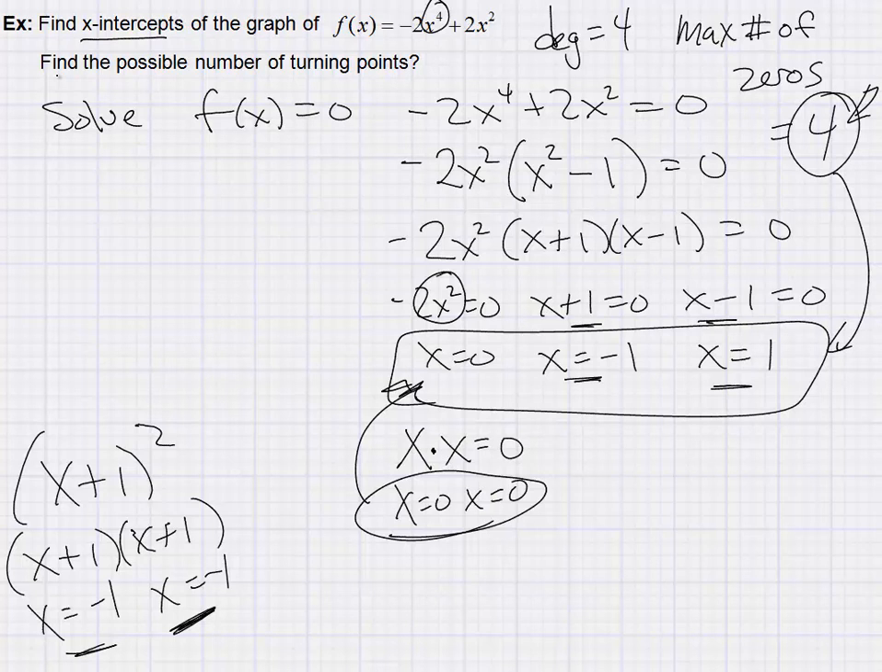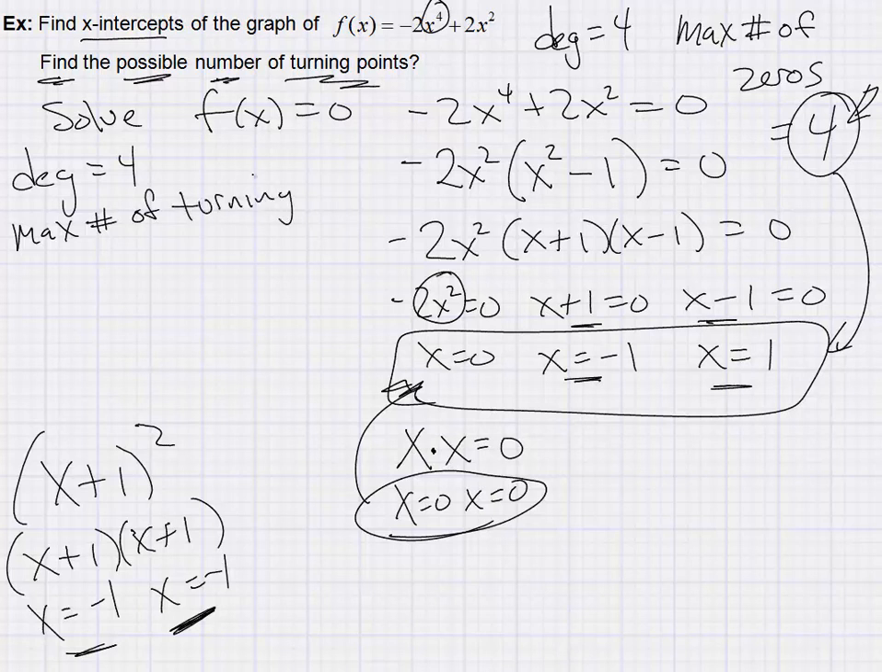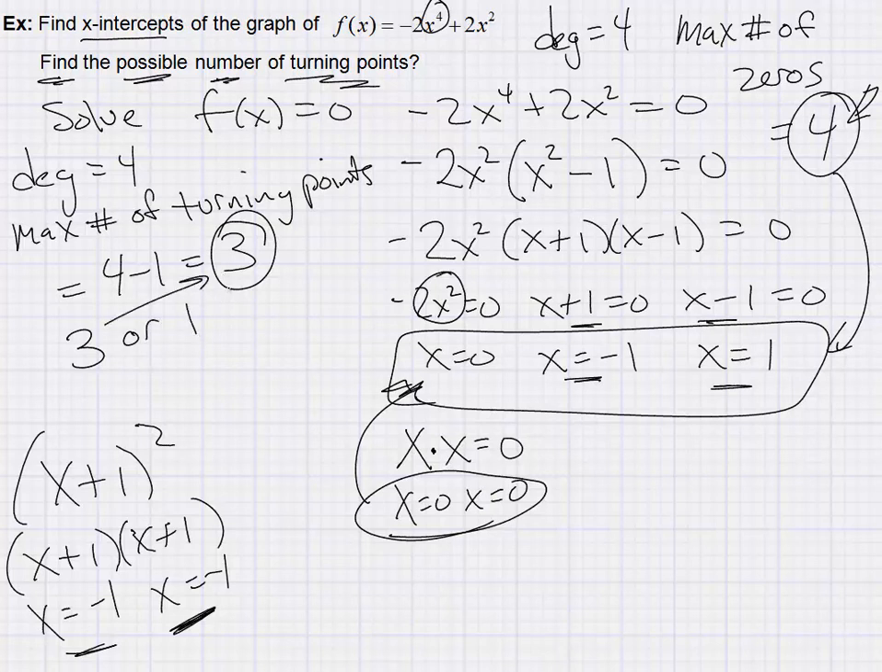The second part of this question, find the possible number of turning points. Well, if the degree is 4, the max number of turning points has to be equal to 4 minus 1, which is 3. So that's the maximum number of turning points. As far as the possible number of turning points I could have, it would be 3 or 1.